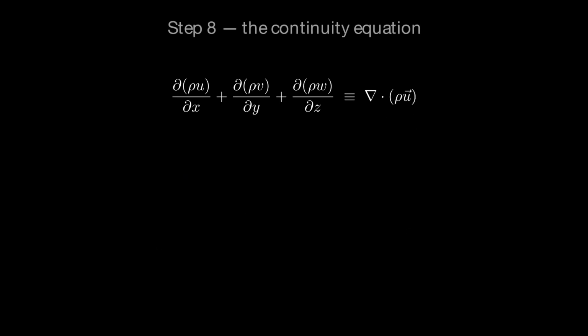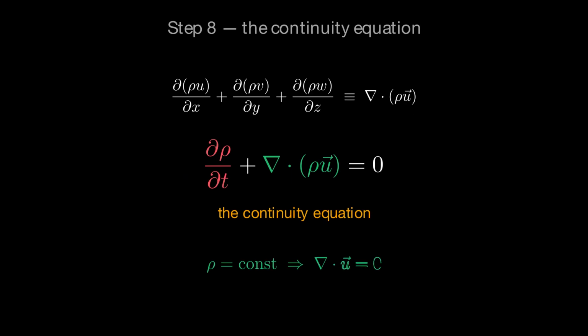That sum of 3 derivatives has a name, the divergence. So the whole thing compresses to this: the rate of change of density plus the divergence of the mass flow equals 0. The continuity equation. And for an incompressible fluid, where the density barely changes, it's even cleaner. The divergence of the velocity is 0.